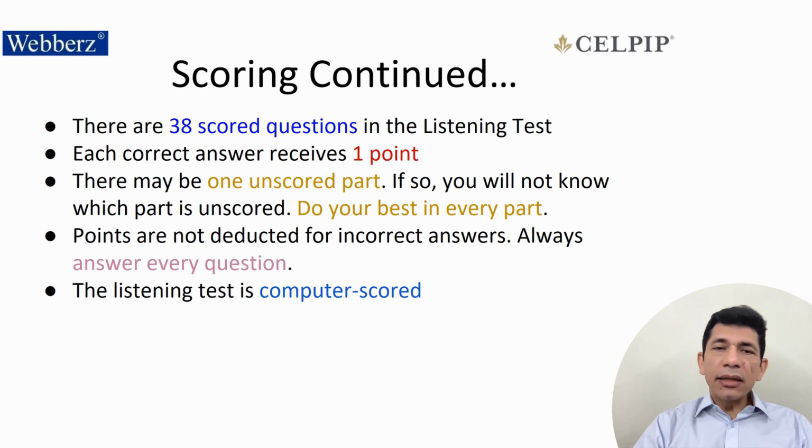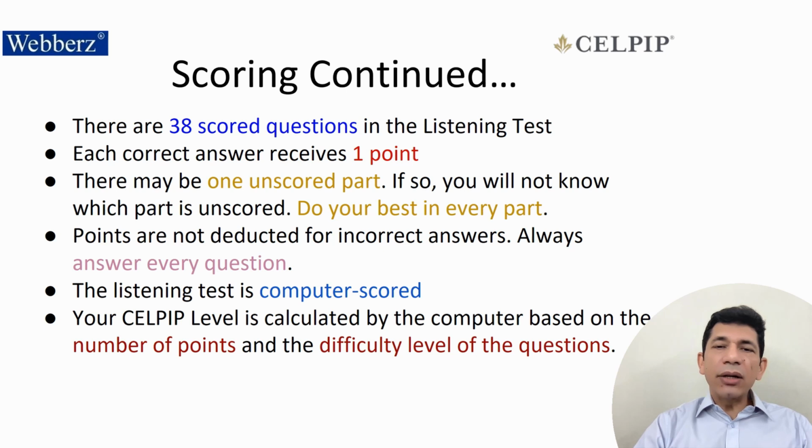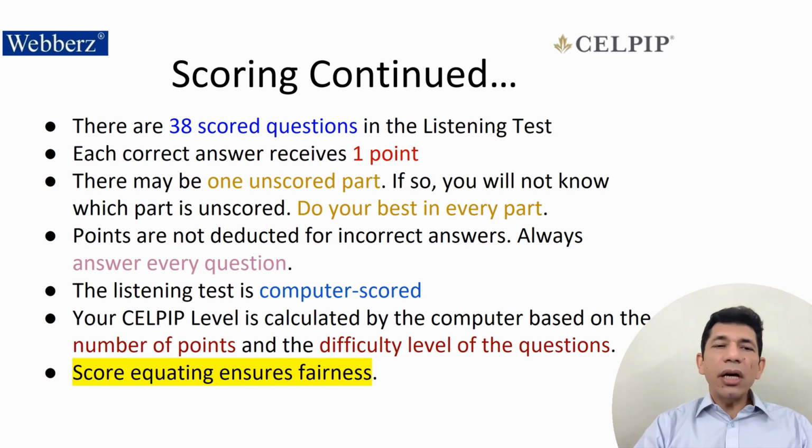The listening test is computer scored. There is no human intervention. Your CELPIP level is calculated by the computer based on the number of points and the difficulty level of the questions. Scoring, equating ensures fairness. Now, what is score equating? Let's understand that.